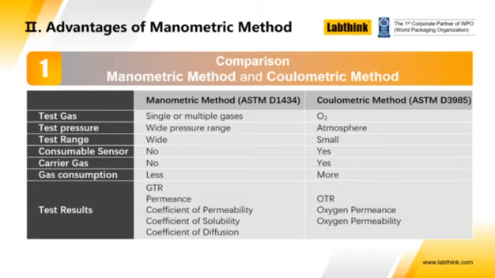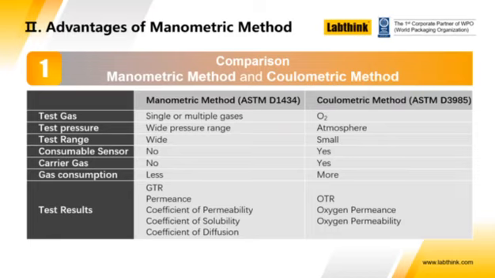Also, this method has no carrier gas, so we don't require any nitrogen gas, unless, of course, you're using nitrogen as the test gas. With the coulometric method, you require 2 cylinders of gas. One will have your oxygen in it, and the other will have a nitrogen carrier gas, which will sweep the cell and pick up any oxygen molecules and carry them to the sensor.